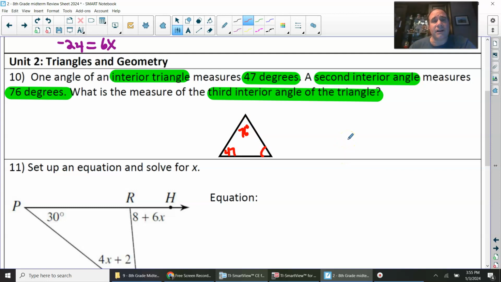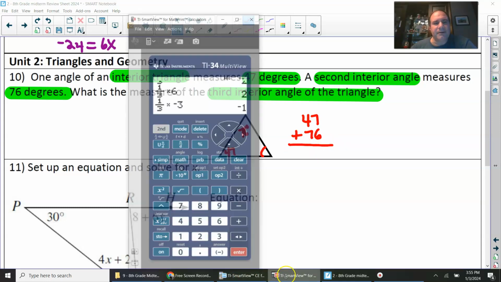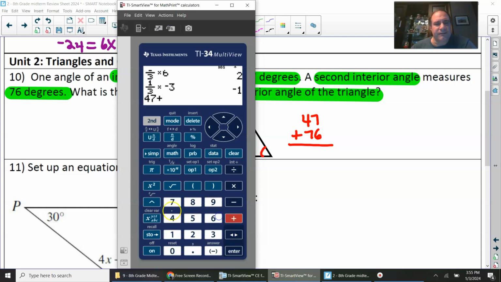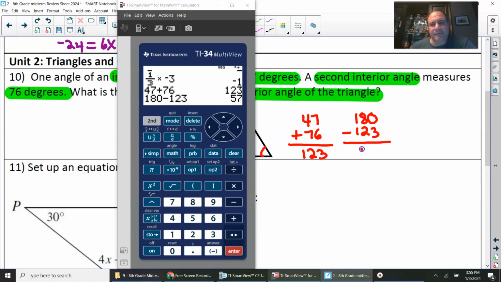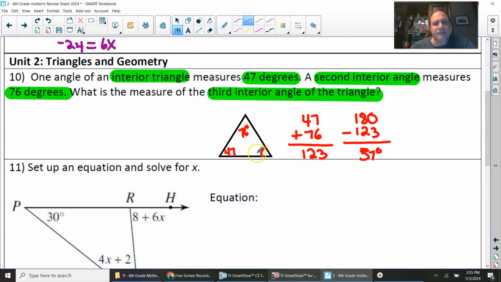So anytime that you have a triangle, you know that you have 3 angles. You add up the 2 angles. It is 47 plus 76. And just remember, use your calculator, 47 plus 76. And you have 123. Then, since all the interior angles of a triangle equal 180 degrees, you just take 180 minus 123. And you get 57 degrees. So what's the measure of the third angle of the triangle? It is 57.